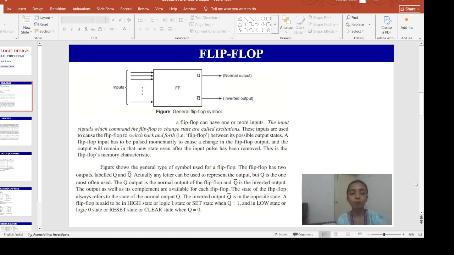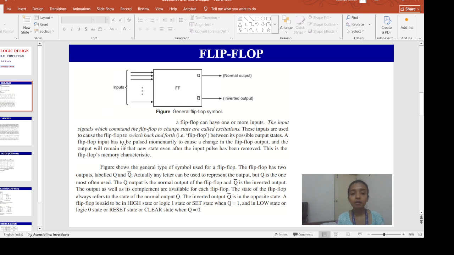So what is a flip-flop? A flip-flop can have one or more inputs. You can see here the basic block diagram of a flip-flop. The input signals which command the flip-flop to change state are called excitations. It can be in the form of the clock pulse. These inputs are used to cause the flip-flop to switch back and forth between its possible output states.